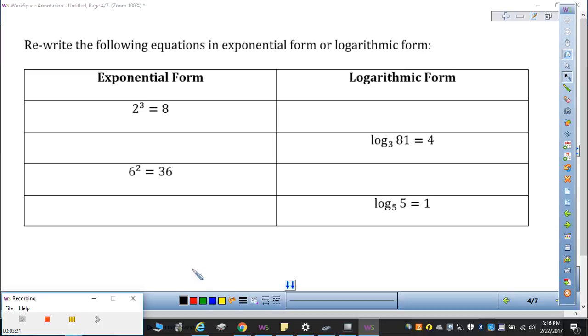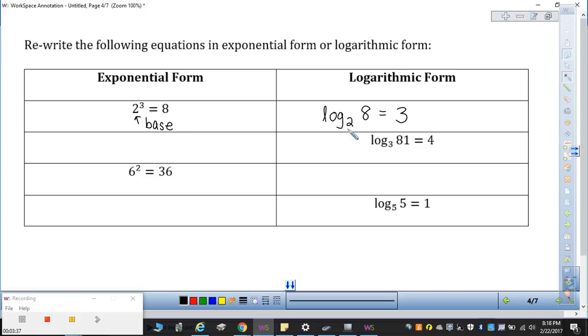Every equation written in exponential form can be rewritten in an equivalent logarithmic form. So here are a few more examples. Suppose our exponential form says that 2 to the third power equals 8. Remember, 2 would be the base. The logarithmic form would look like this: log base 2 of 8 is 3. The base is always the smaller number right after the log.